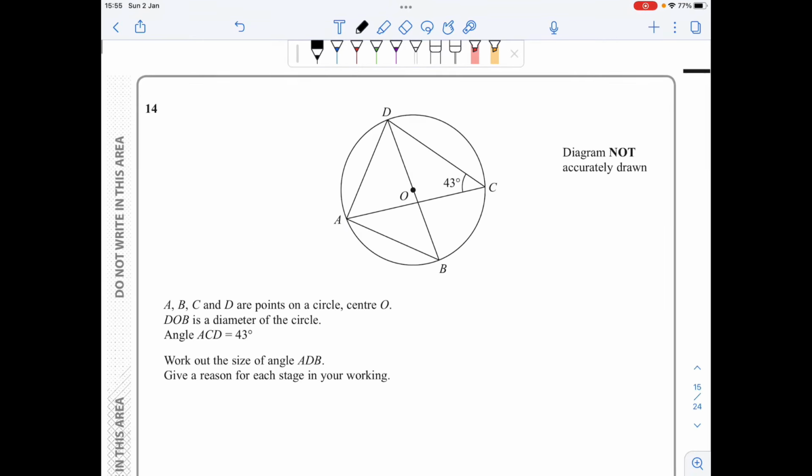And question 14, I'll start by finding angle ABD, which is this one. That's 43, because these two are angles in the same segment. I will proceed with angle BAD, which is this one. That's a right angle. That's an angle in a semicircle. And finally, I will find the required angle by using the sum of the angles in a triangle.